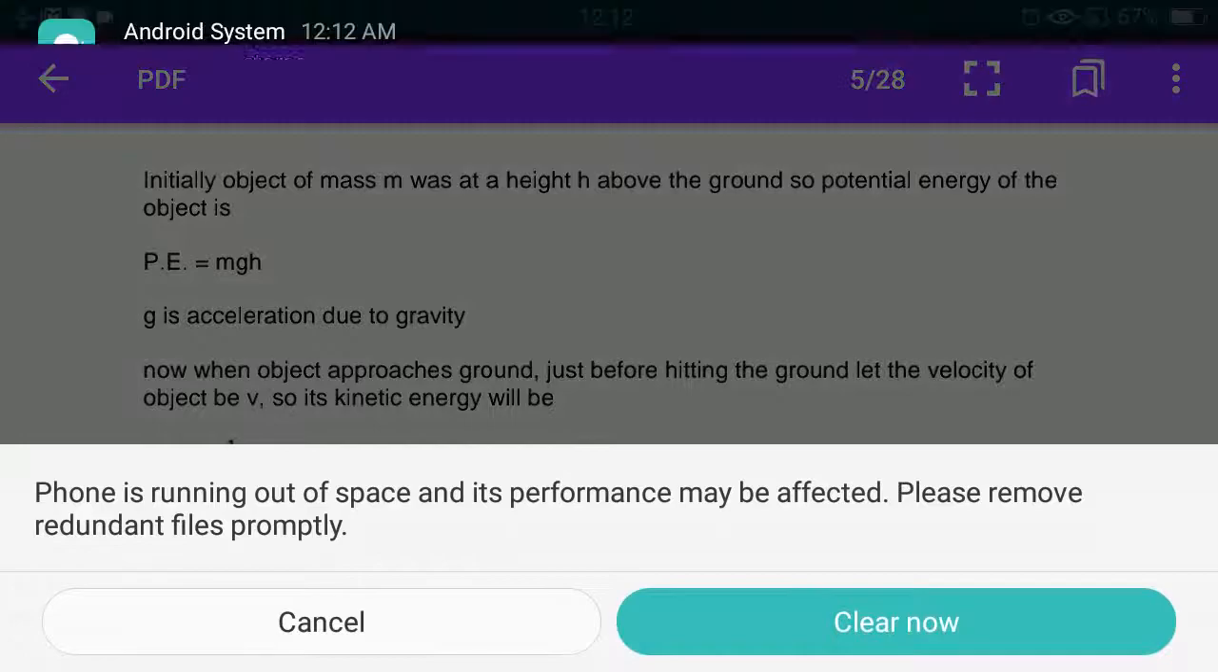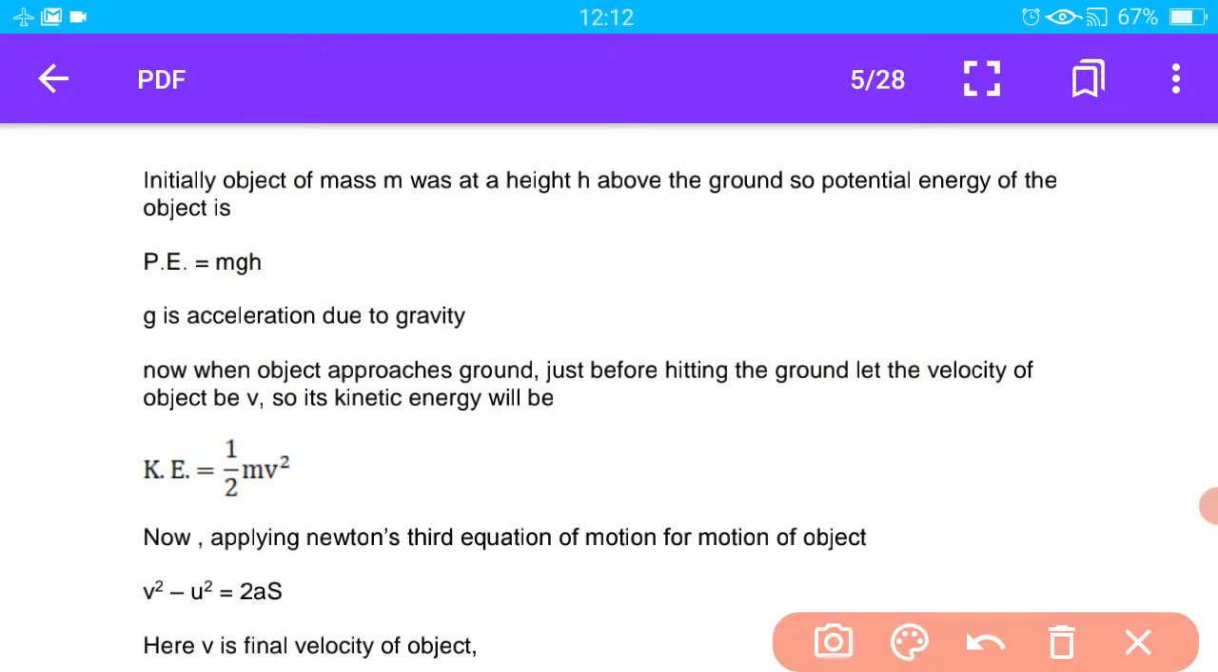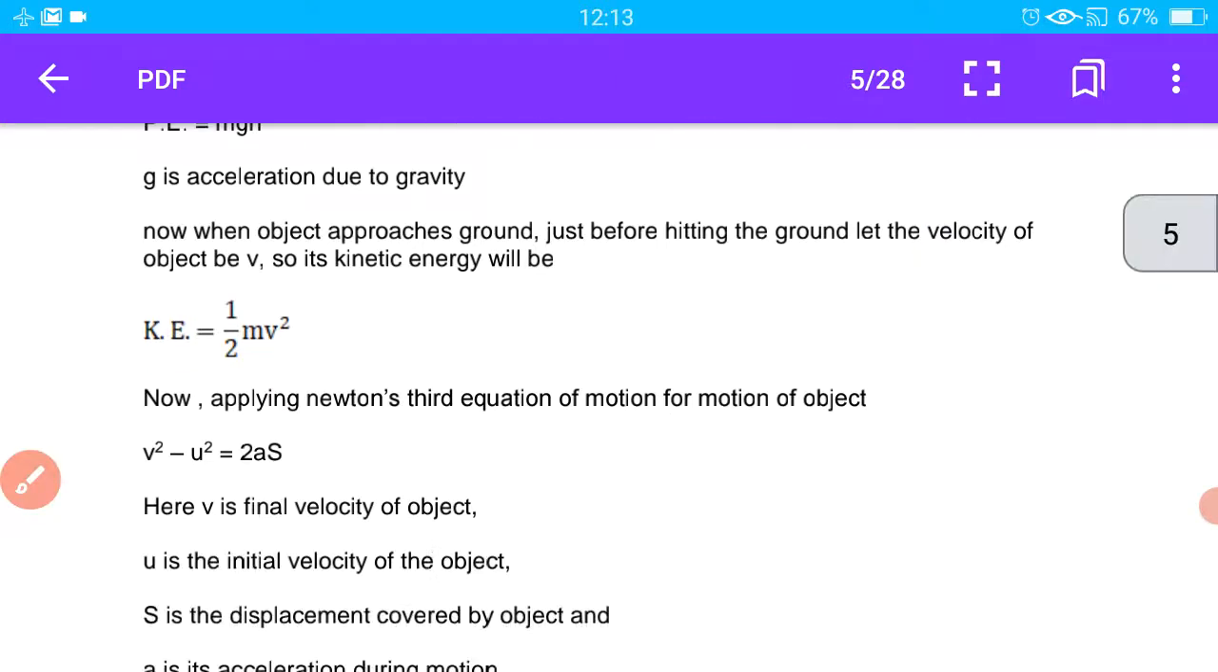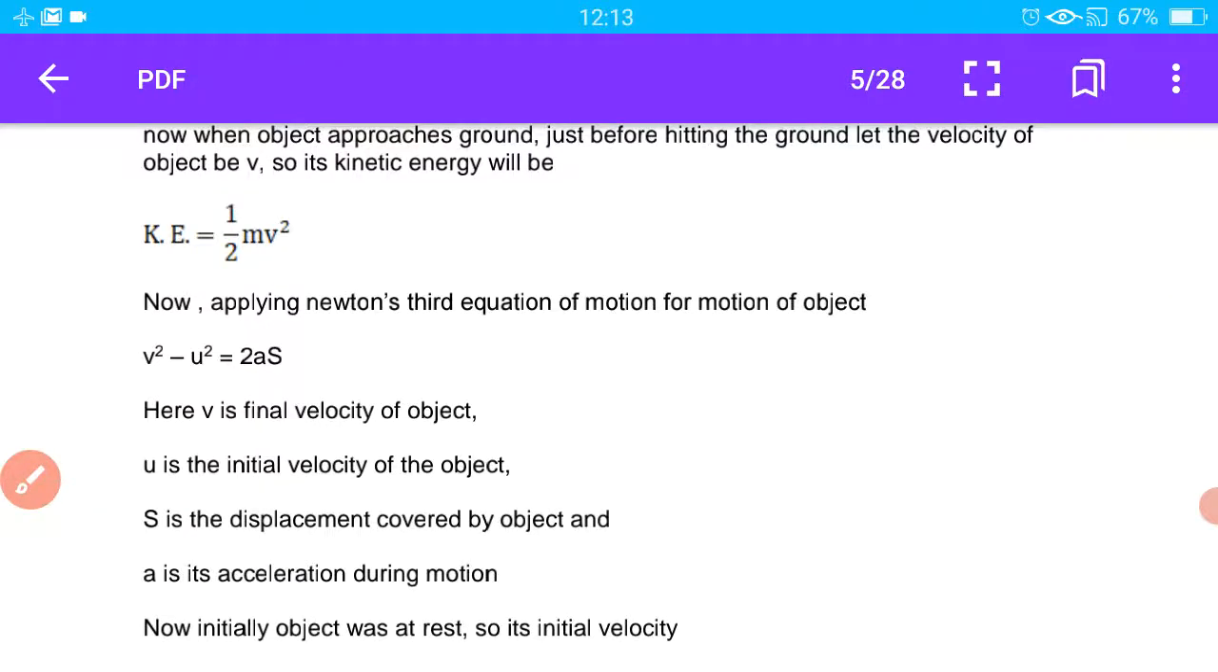Now when the object approaches the ground, just before hitting the ground, let the velocity of the object be v, so its kinetic energy will be kinetic energy equal to 1/2 mv squared.